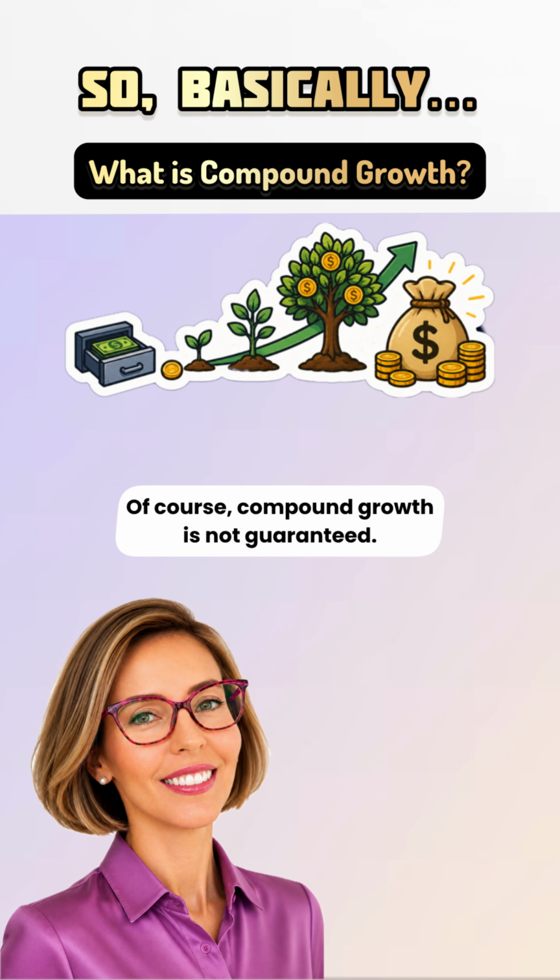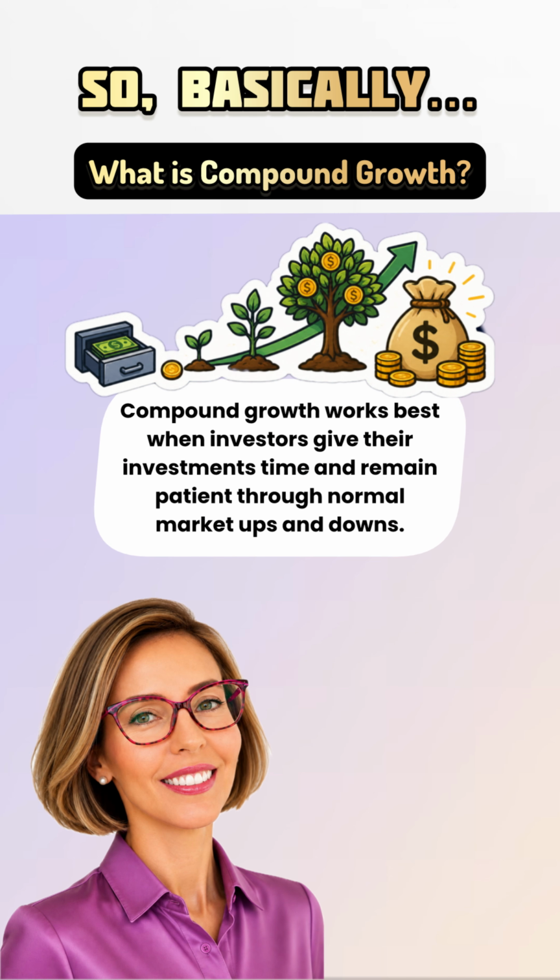Of course, compound growth is not guaranteed. Investments can go down as well as up. Some years may produce strong growth, while other years may produce little growth or even losses. Compound growth works best when investors give their investments time and remain patient through normal market ups and downs.